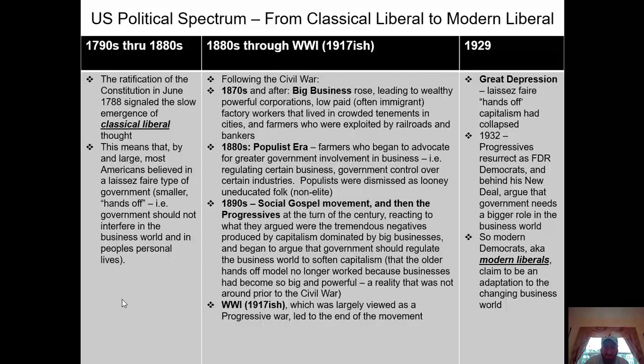All right, so they wanted the government to step in and protect people from what they viewed as the now inevitable negatives of capitalism. They argued the older hands-off laissez-faire model no longer worked because businesses had become so big and powerful. And they argued, yeah, it may have worked before the Civil War, but it's a new reality. This reality was not there prior to the Civil War. Big business changes all that, they argued. Okay, so again, that's what progressives were.